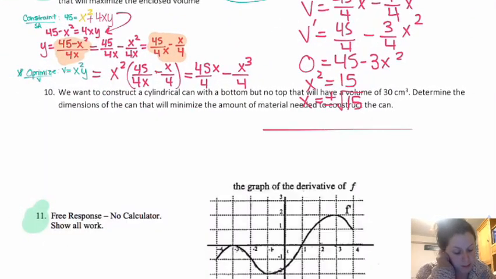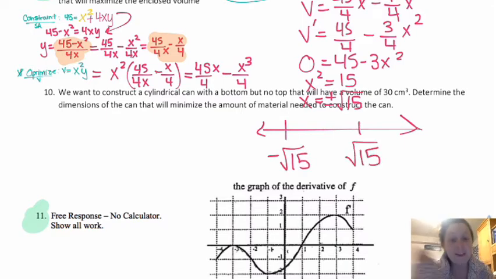Now, let's make sure which one's a maximum. And again, this is a dimension, so it makes sense that it should be the positive one, but you always want to double check with your sign analysis. So here, this is going to go negative, positive, negative. And so the maximum is going to occur there, right? That's your max. That's where we go from positive to negative.